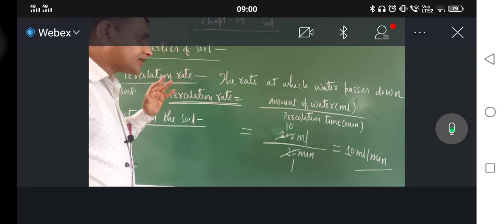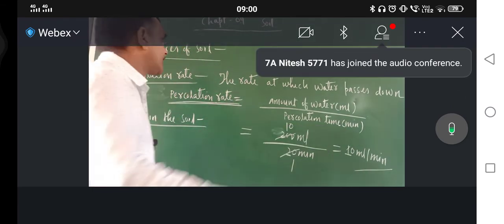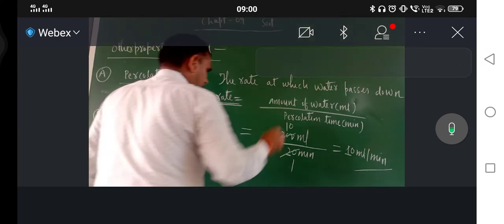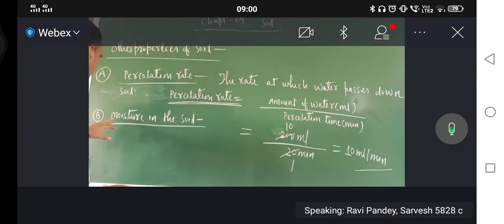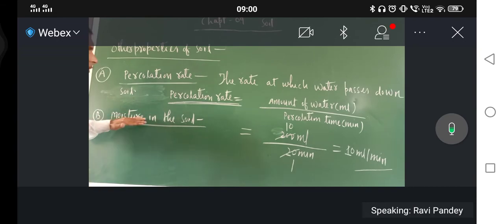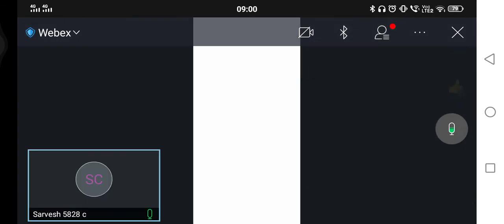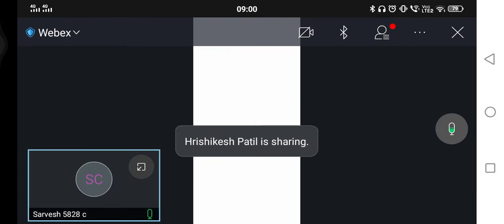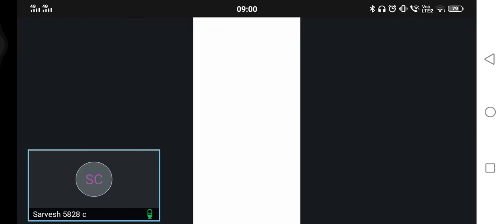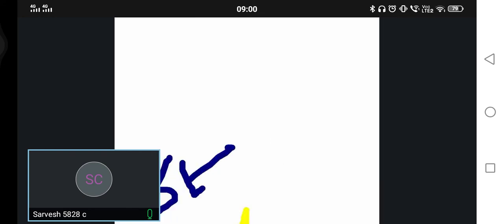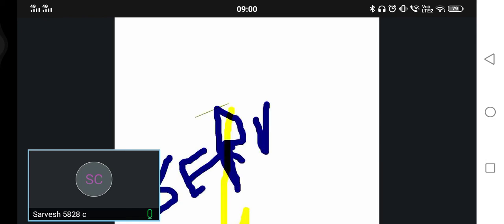So what kind of soil has the highest percolation rate? Before moving toward the B, just note down here: clay soil will have the least percolation rate.